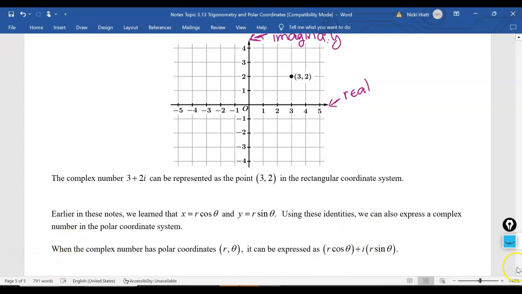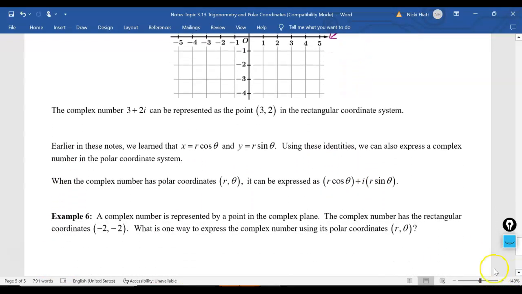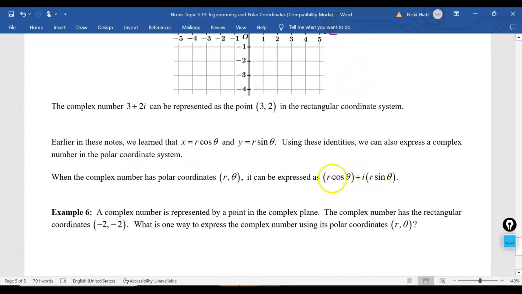But when we have complex numbers, r theta can be written as r cosine theta plus i times r sine theta. Basically what you're doing is instead of having x plus i times y, you're replacing x with r cosine theta and y with r sine theta there. So let's look at a couple examples here.